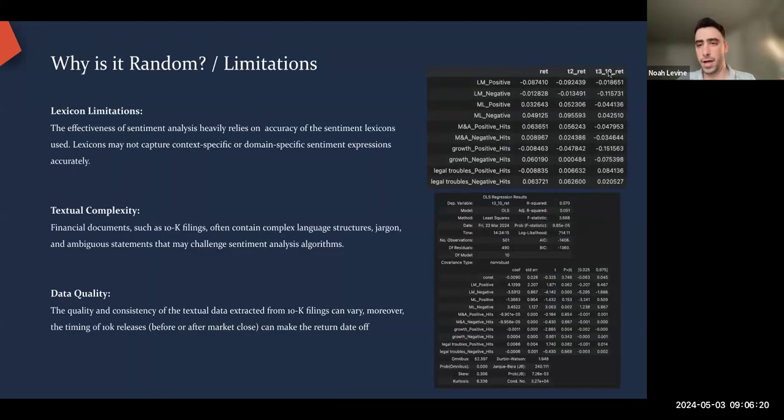And then I go into why it's random. First of all, the sentiment lexicon, as with the last project, might not be accurate for some of these financial documents. Also, the textual complexity. There's a lot of new jargon and complex language in these 10Ks, and it might be ambiguous, and it may challenge the sentiment algorithms.